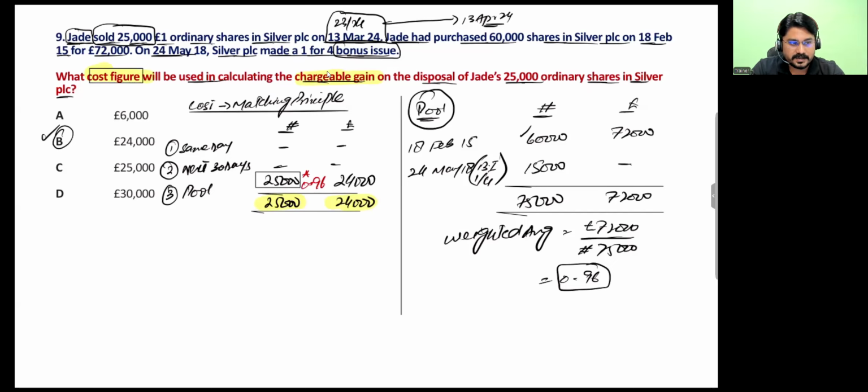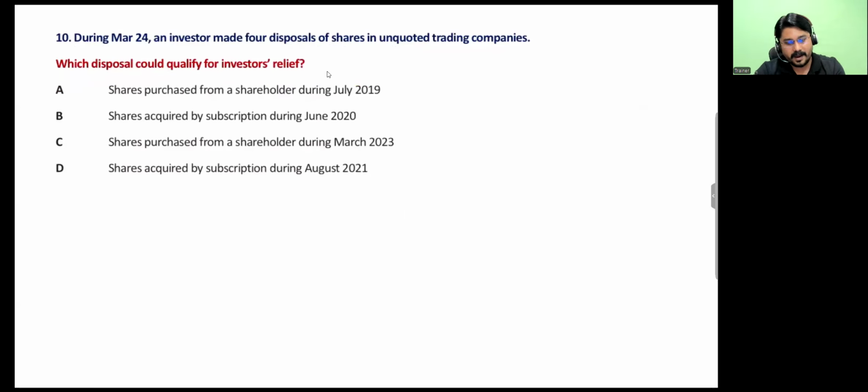I hope everyone is crystal clear on this. Okay, moving forward, again we have a question from the capital gains of individuals, and the requirement is which disposal could qualify for investors' relief. For claiming investors' relief, there is a condition that the shares must be of unquoted trading companies. All of these shares are from unquoted trading companies, so the basic condition is met for all the share disposals, but we need to decide which of the following four will qualify for investors' relief.